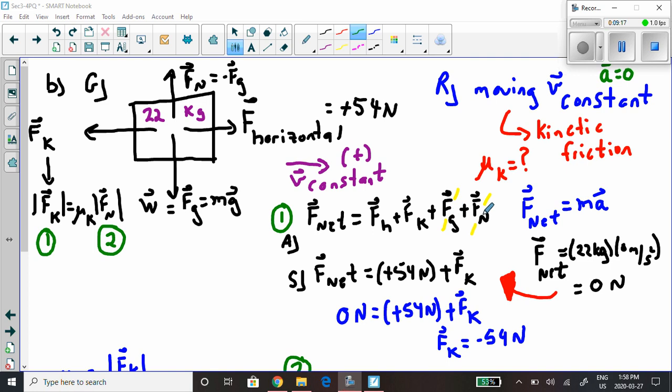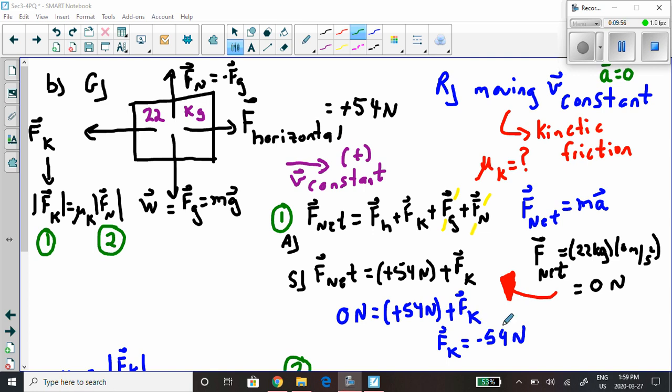Okay, then F net equals ma. Well, kids, it's moving at a constant velocity. Acceleration is 0. So I can put a 0 in here, and it'll tell me that F net is equal to 0. I now can use that over here. So I just found out that F net is equal to 0, so I put a 0 in here. The force of horizontal push is 54 newtons. I put it in, and what we're trying to solve for remains force of kinetic friction. So I substitute, I rearrange, and now I have found the force of kinetic friction is negative 54 newtons.